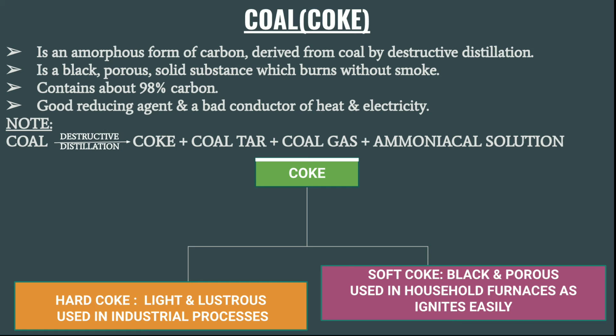Now this coke, as I told you, is formed by destructive distillation. By destructive distillation, we get coke, coal tar, coal gas, and ammoniacal solution. Now coke is of two types: hard coke and soft coke. Hard coke is light and lustrous, and it is used in industrial processes. And the soft coke is black and porous, and that is used in household furnaces as it ignites easily. That's why it can be used in household furnaces.